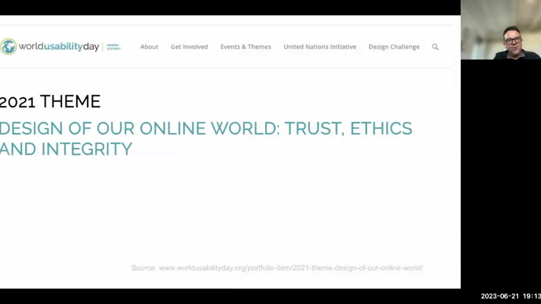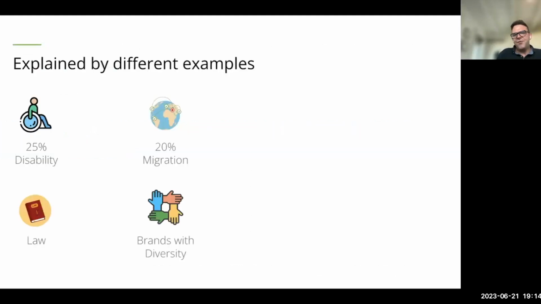And if you are an attendee of World Usability Day every year, a great conference to create awareness, 2 years ago the theme was the design of our online world, trust, ethics, and integrity. Even there, it was a lot about inclusiveness, and I like that they talked about it. Here, a few examples.